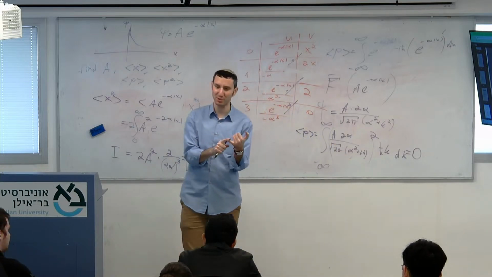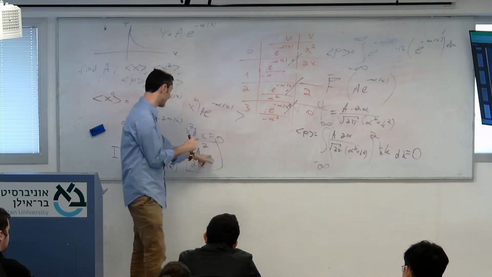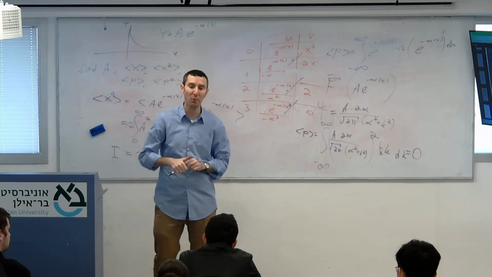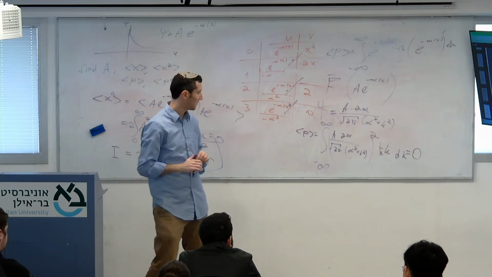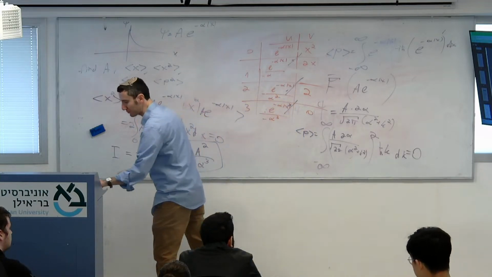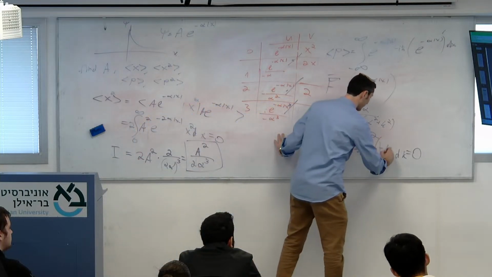So my mean momentum is 0. My mean position is 0. The mean of my position squared is this. What is going to be the mean of my momentum squared? It is going to be this. It will be the same thing that I did before, only now I'm going to put a square here and a square here.